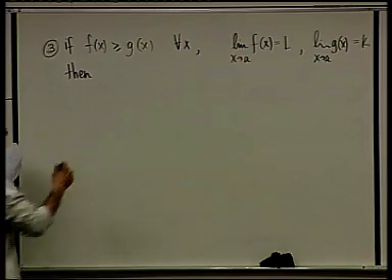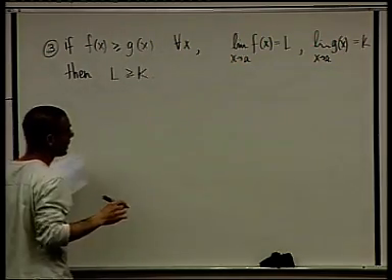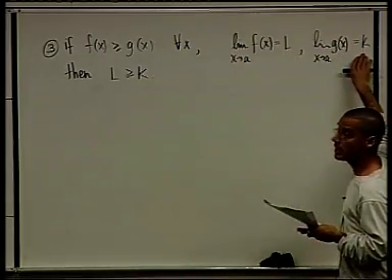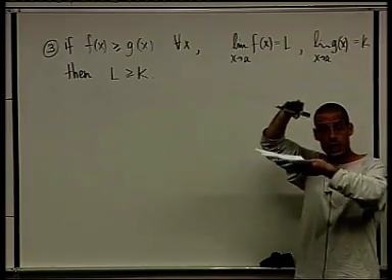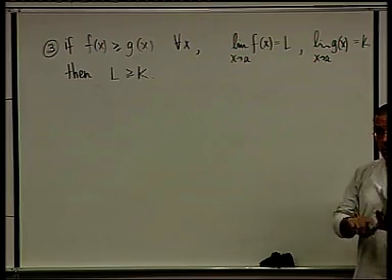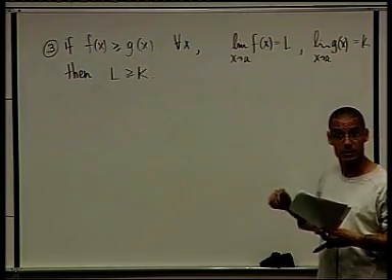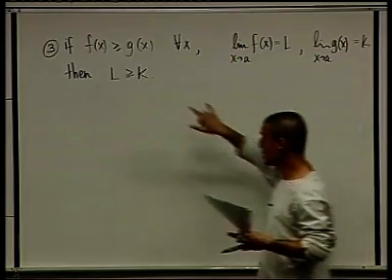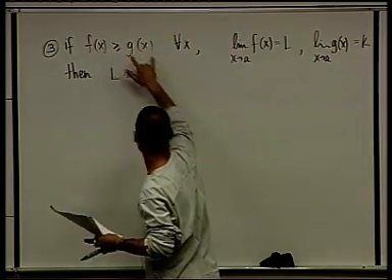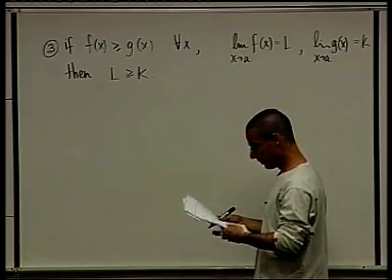L is going to be bigger. Then L is greater than or equal to K. So if f approaches some limit, g approaches another limit, and f is always bigger than g, then that phenomenon is going to carry to the limits. It's sometimes called monotonicity of the limit. So if one function is bigger than the other, and they both have limits, then the limits are going to satisfy that as well.